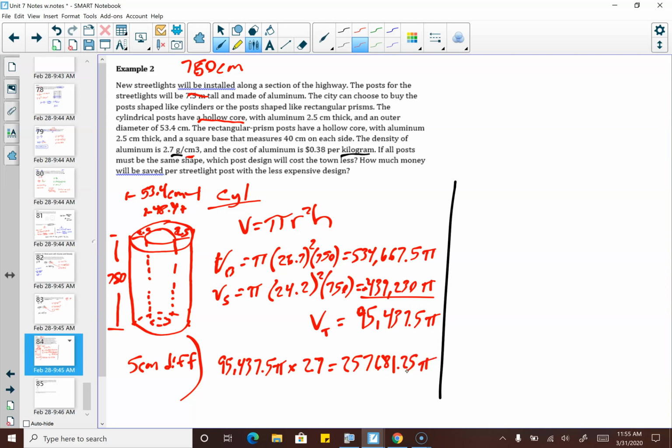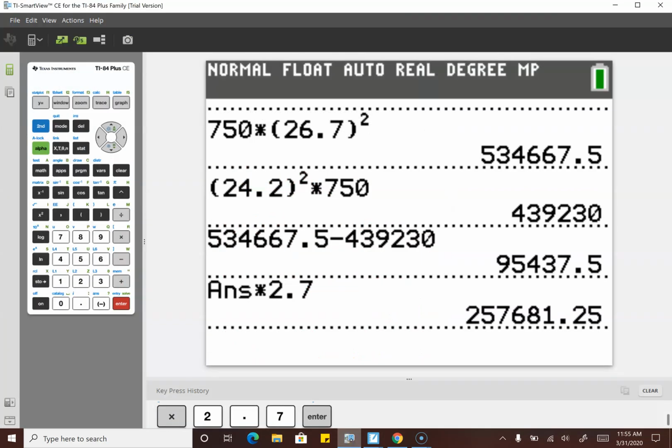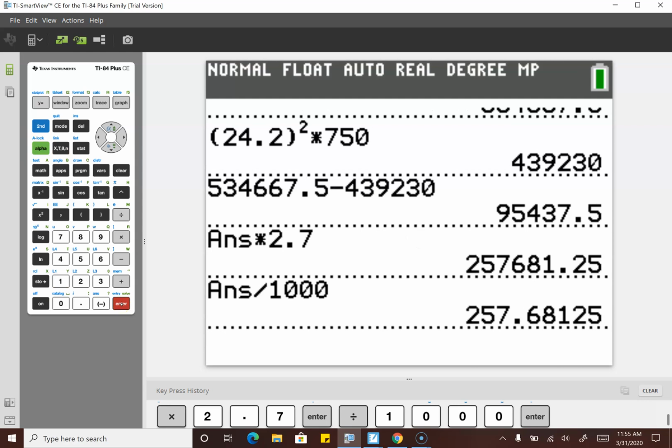257,681.25 pi. So now we are in grams. All right, so that's a good start there. Now what we want to do is take that and divide it by 1,000, and this is going to help put our weight into kilograms. So if we divide this by 1,000, we will then end up in kilograms.